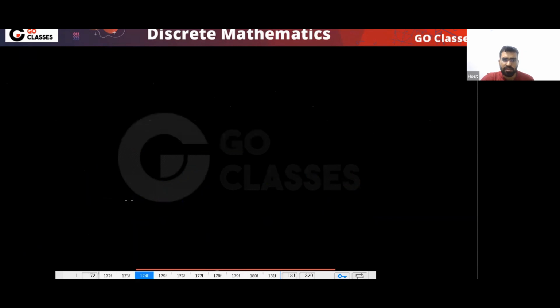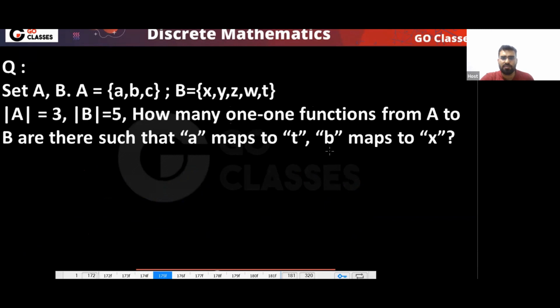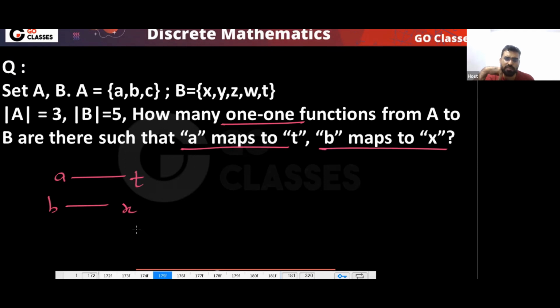And now there is a GATE question. Before that, just tell me about this one. How many 1-1 functions we have? A is mapping to T, B is mapping to X. For C, we have only 3 choices. Only 3 choices we have. So for this question, the answer will be 3.